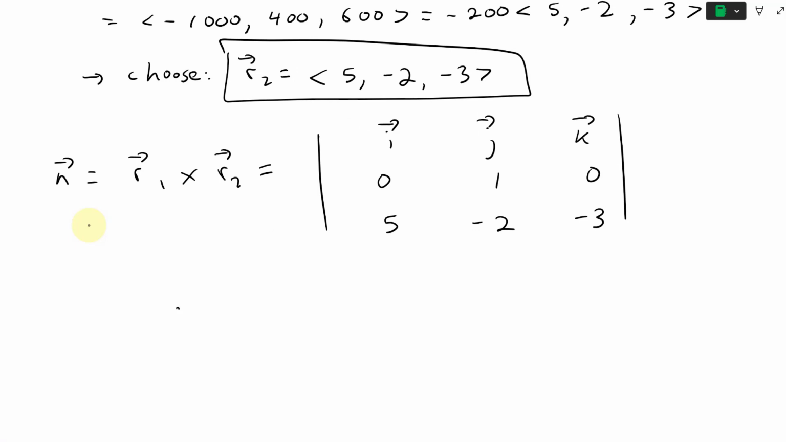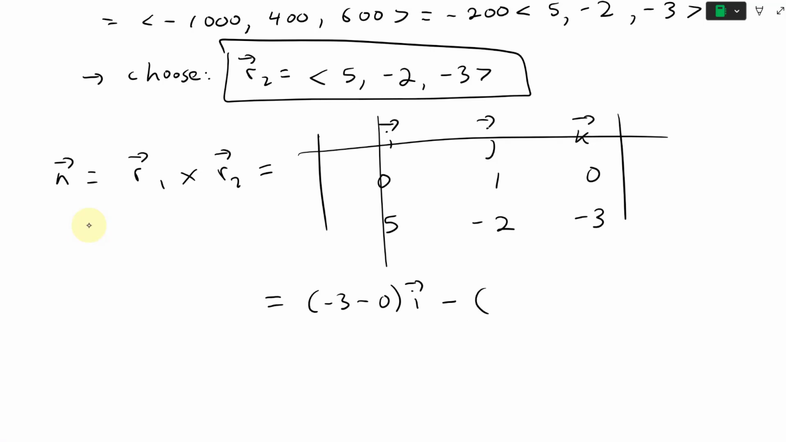All right, so this equals 2. Let's put it here, actually. Equals 2, cross this out. So what we get is 1 times negative 3, it's negative 3, minus 0 times that, which is 0. And then the next one's minus, and then this is going to be 0 times negative 3 is 0, minus 0 times 5 is 0.